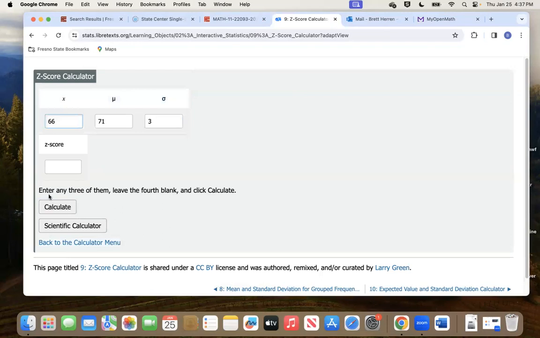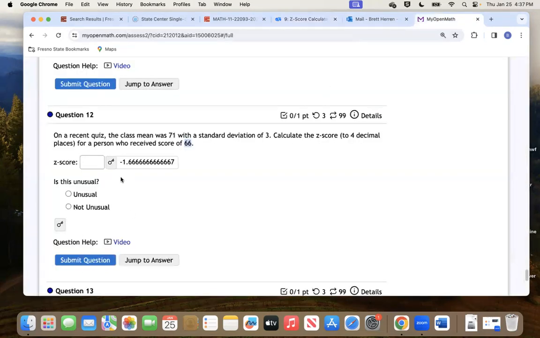And now we've got all 3. This says enter any 3, leave the 4th blank, click calculate. So I click calculate. There it is, minus 1.6667. That's the z-score. You can see that's right. It's correct.